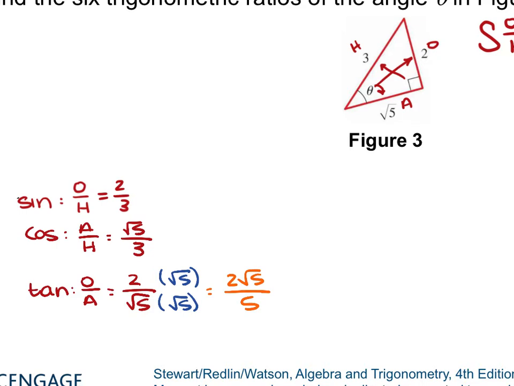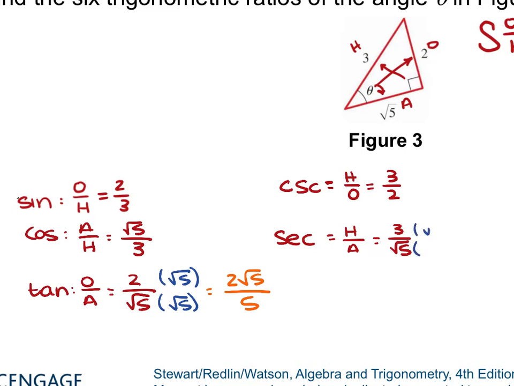From here, I still have to find my cosecant, my secant, and my cotangent. My cosecant, which is labeled CSC, is just the reciprocal of sine. So instead of it being opposite over hypotenuse, that's hypotenuse over opposite. We said hypotenuse is 3, opposite is 2, that's 3 over 2. Our secant is the reciprocal of cosine. So instead of adjacent over hypotenuse, it's hypotenuse over adjacent. My hypotenuse is 3. My adjacent is the square root of 5. So I have to rationalize this, multiply top and bottom by the square root of 5. This gives us 3 square root 5 over 5.